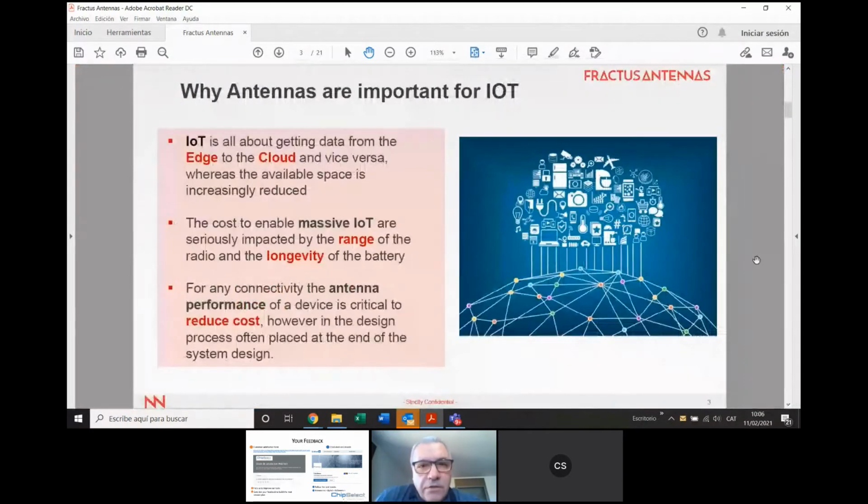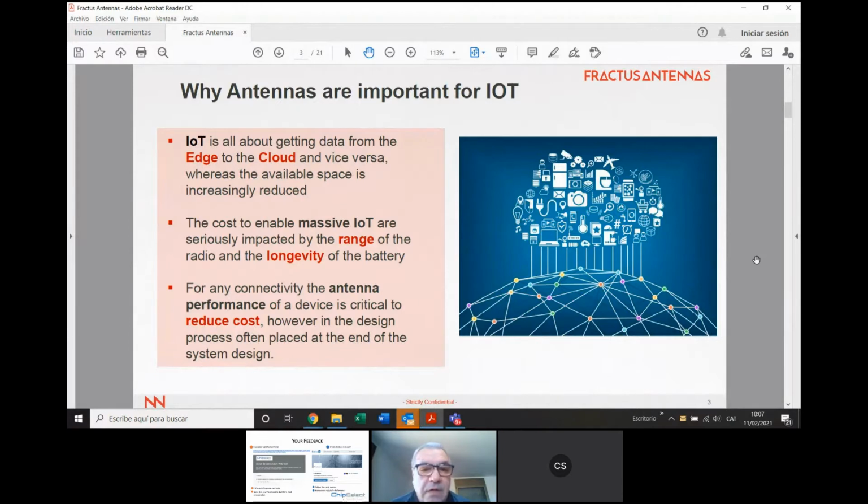Okay, just a little introduction for you. Why is the antenna important in any IoT device? It's because we have to communicate between the edge and the cloud, and vice versa, of course, and we are facilitating this communication. Of course, the cost of this massive IoT communication is seriously impacted by the range of the radio in the antenna and the longevity of the battery.